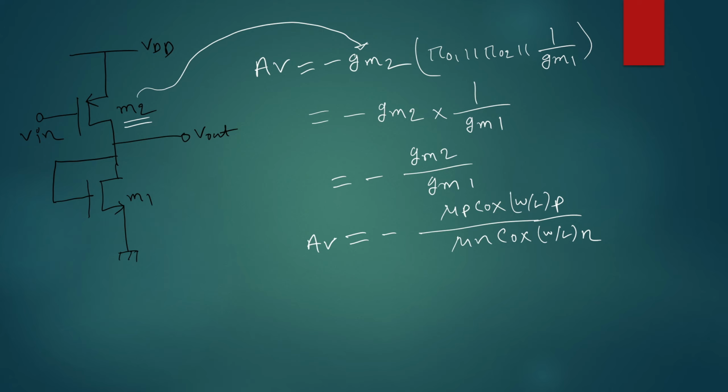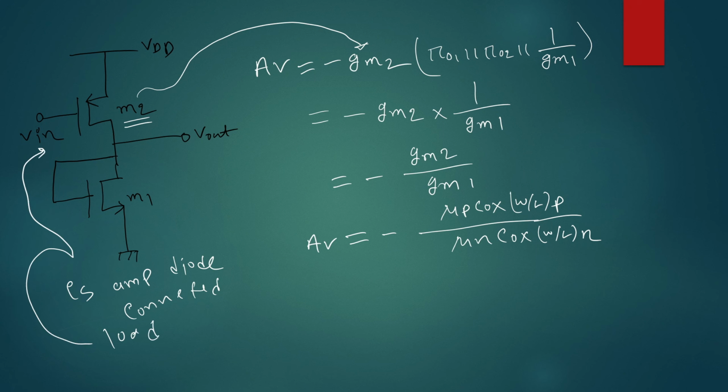So this is your voltage gain equation for the common source amplifier with diode connected load whenever your input device is PMOS. This is the voltage gain equation for the PMOS driver MOSFET and NMOS as a diode connected load. So I think everything is understandable. And with this, I conclude this tutorial. Thank you.